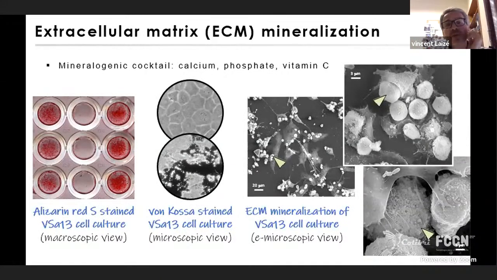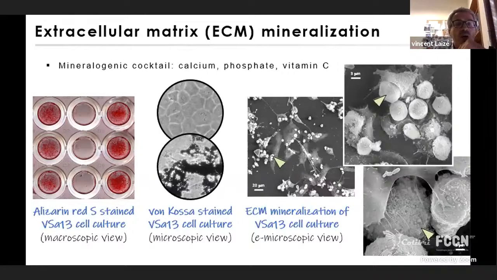So this is just some examples, some pictures of how we assess extracellular matrix mineralization in fish bone-derived cells. And here it's the example of the VSF13 cell line. So as I told you, we will supplement the medium of the cells with a mineralogenic cocktail that contains calcium, phosphate, and vitamin C. And during the first week of exposure, the cells will differentiate. They will produce extracellular matrix that will have the ability to bind the calcium crystals. And after 2 weeks, you can already observe the mineralization of the extracellular matrix.